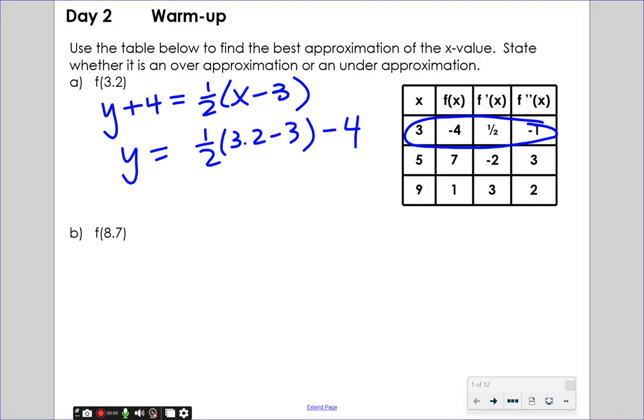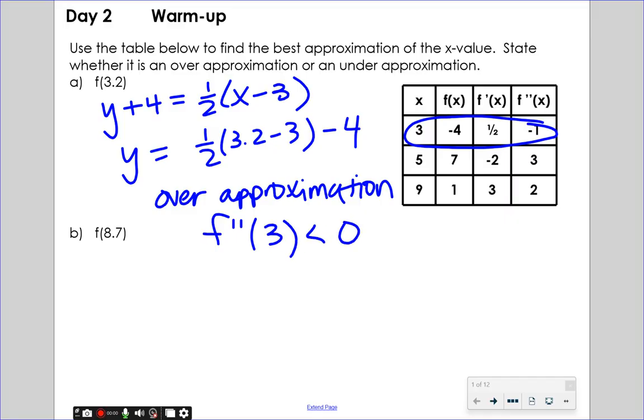It says, is it an over or under approximation? What tells us? The second derivative, the concavity. So is it concave up or down? Down. So that means the tangent line is above the curve. So it's an over approximation. It doesn't say justify, but if it said justify, you would write f double prime of 3 is less than 0. So you're using the value from the table.